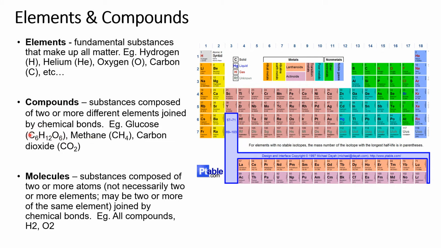Now, a little trick, or a little key to remember, is let's look at glucose here. We know it's a compound because there's more than one element, but is there more than one atom? Well, yes, there's lots. There's 6 plus 12. So since there's more than one atom here, it's also a molecule. So all compounds are molecules because all compounds have at least 2 atoms in them. There's some molecules that are not compounds when there's only one element involved.